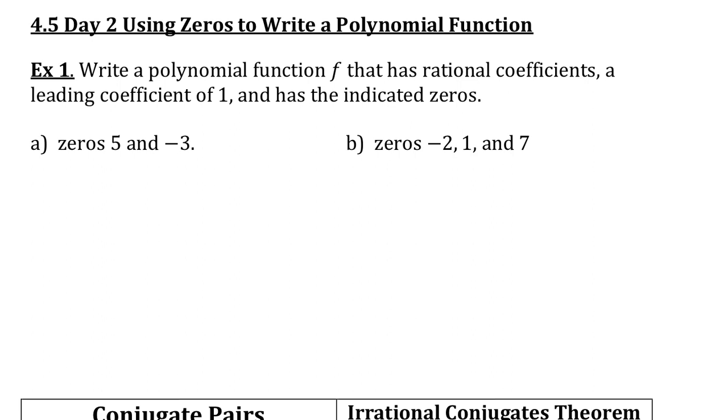The first thing they're telling me is that this is called function f, so I'm going to go ahead and call this f of x. Okay, they're giving me the answers or the zeros. So if a 0 was 5, then the factor must have been x minus 5, because when I solve that, I'll get an answer of positive 5. For the 0 to be negative 3, the factor must have been x plus 3.